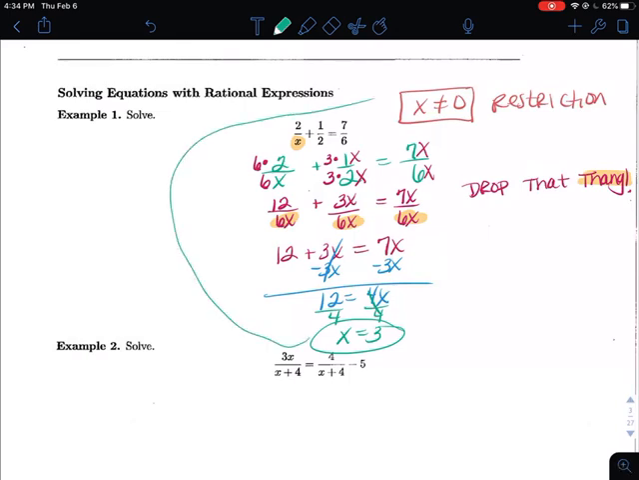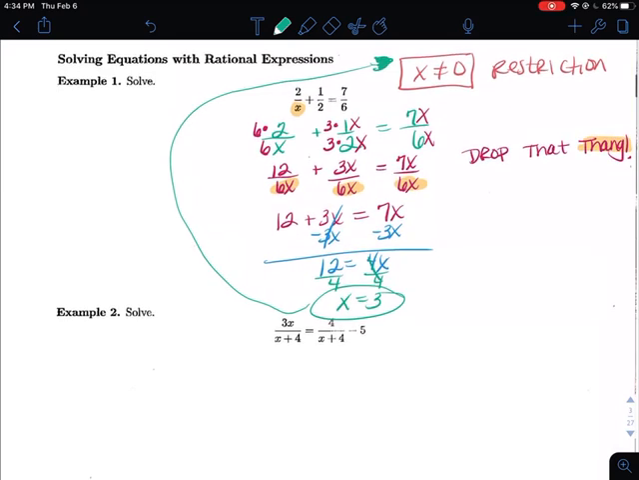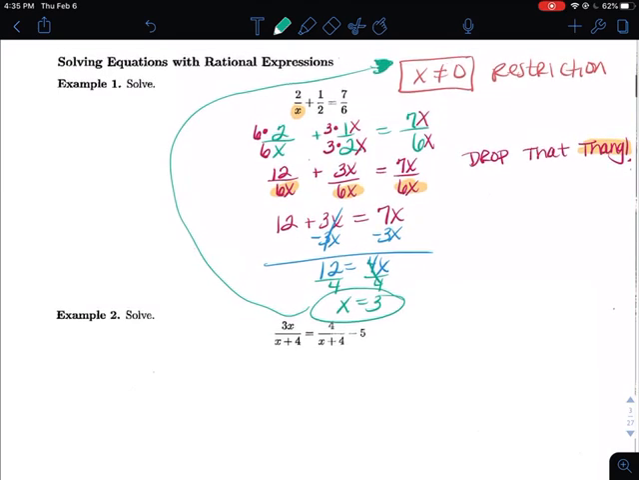You need to check to make sure that it's not in your restriction box. If it's not, then you're good to go. This will be your solution. If that was in my restriction box, then I would have to toss it out as an answer.